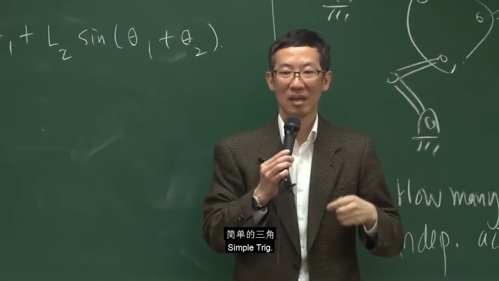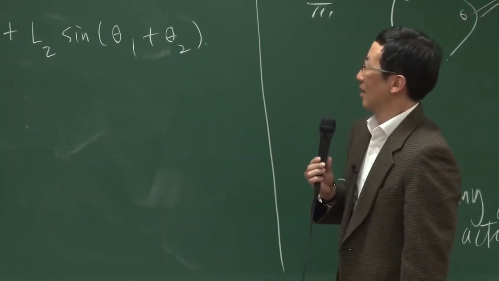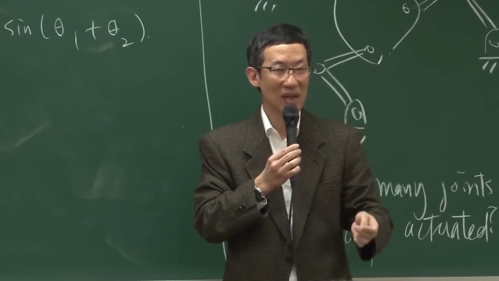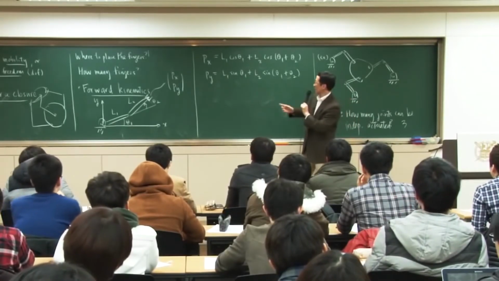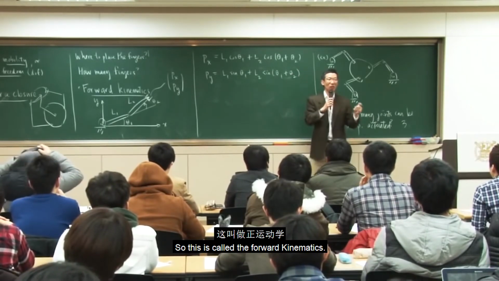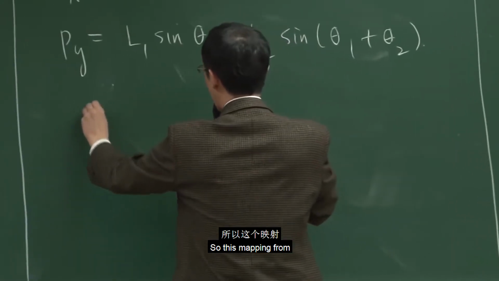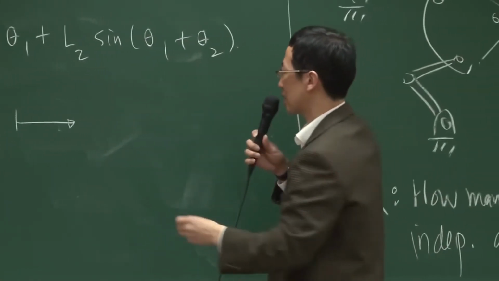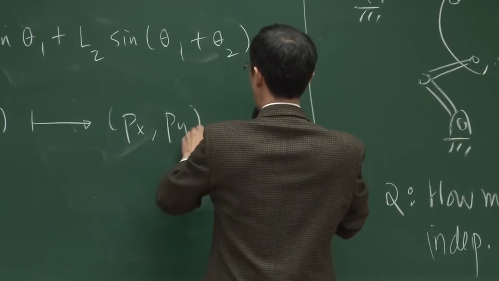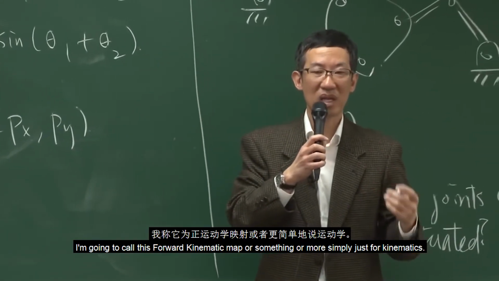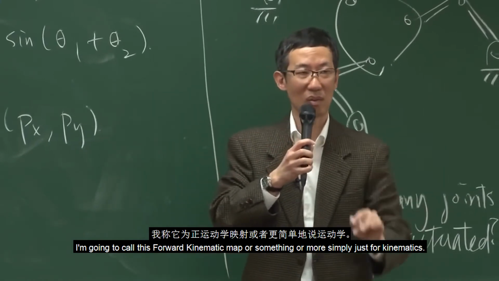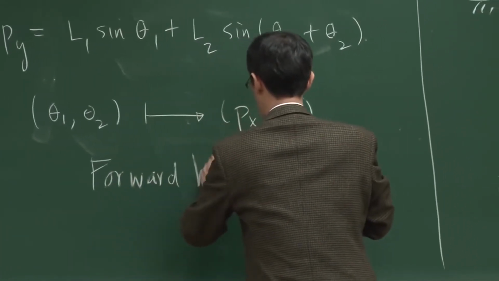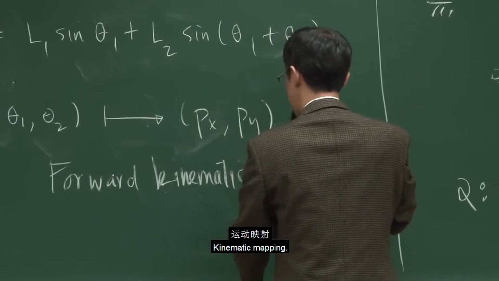So there it is. Simple trig. So if you give me the joint values, theta 1 and theta 2, then I can tell you exactly where the hand is using this equation. So this is called the forward kinematics. This mapping from theta 1, theta 2 to the hand coordinates, Px, Py, we're going to call this the forward kinematic map, or more simply, just the forward kinematics.